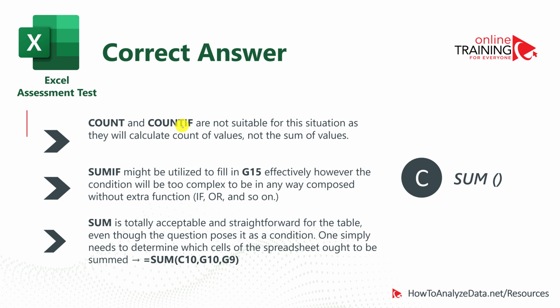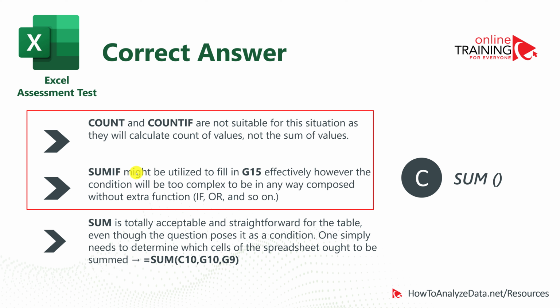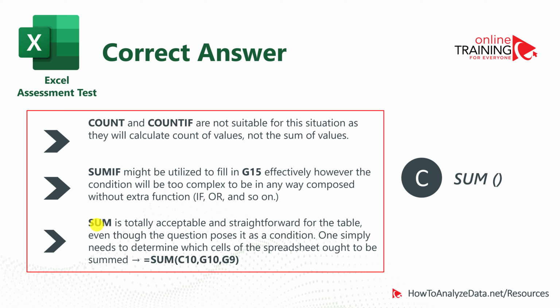As we have learned, COUNT and COUNTIF functions are not suitable for this situation because they will calculate count of values and not the sum of values. SUMIF could potentially be used, but it might be too complex to do the calculations. And using the SUM function is totally acceptable and straightforward. So what you see here, choice C is the right choice, and this is the simplest choice possible because almost everybody who uses Excel uses the SUM function. Sometimes you have to use the simplest choice possible to answer the question correctly. Hopefully you've got this one right.